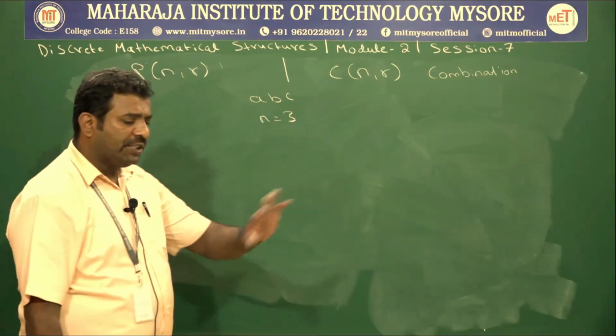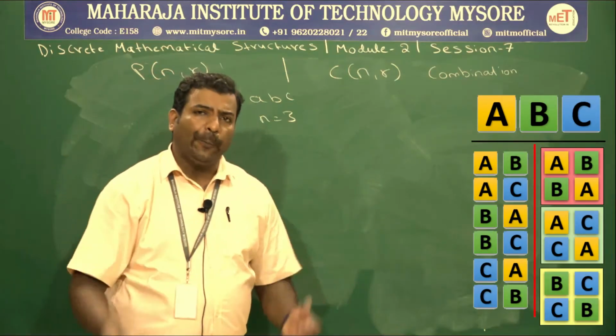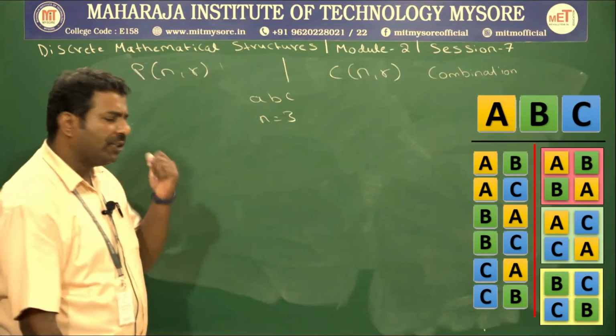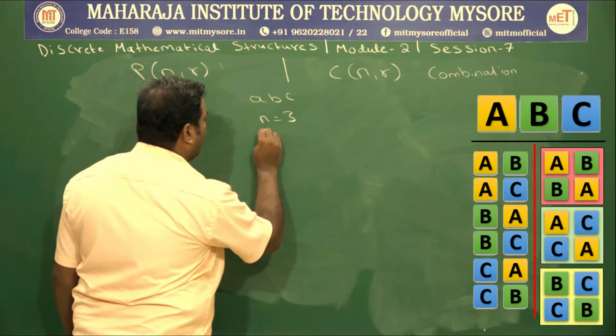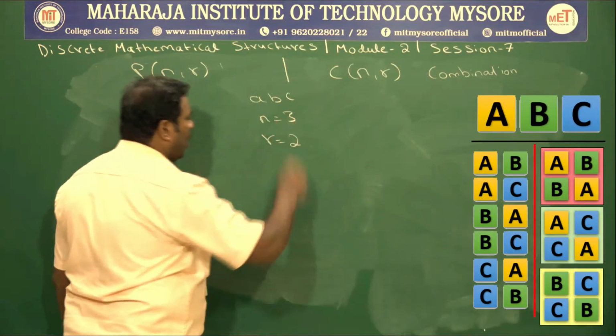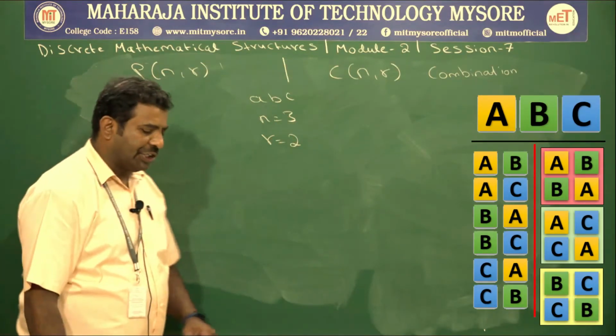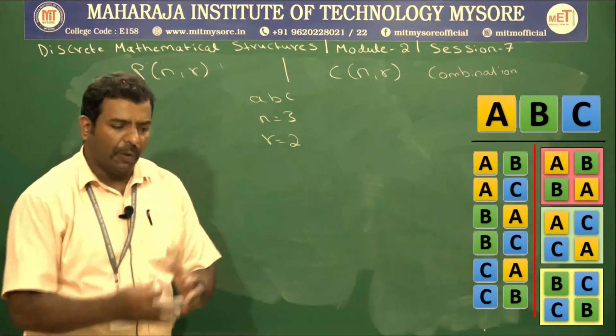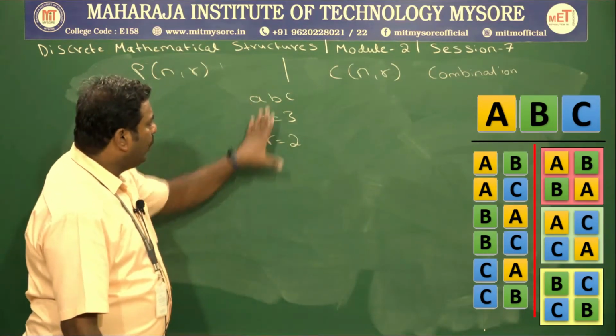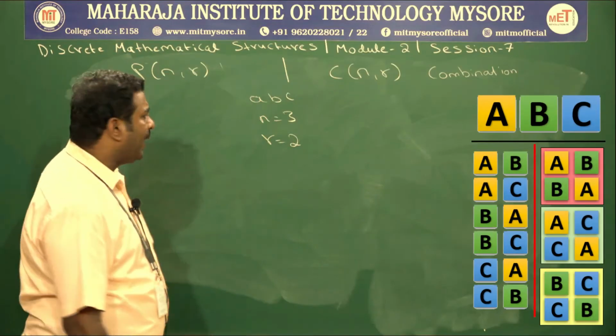And now out of these 3 objects, I need to pick 2 objects. And I should check out the arrangement. Hence I'm going to say r equals 2. So if I am talking about permutation, I am talking about arrangements now. So now picking 2 objects, how many arrangements can I make?